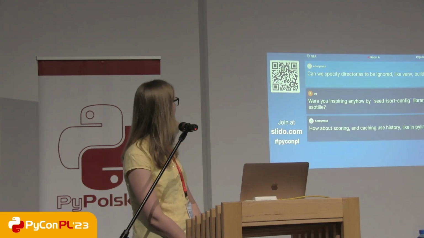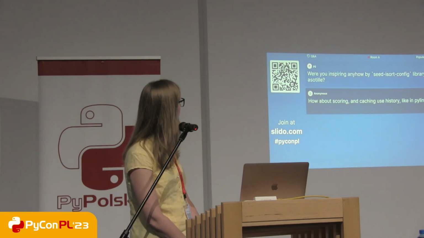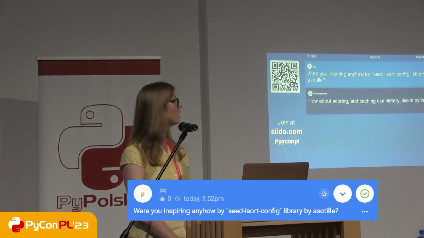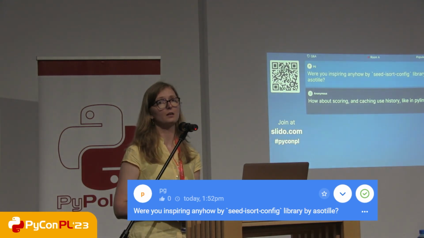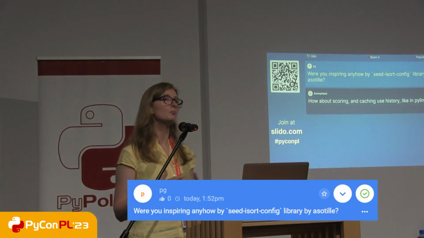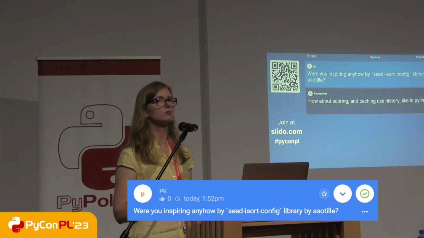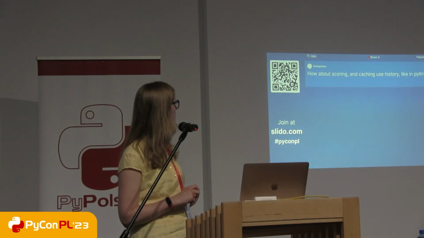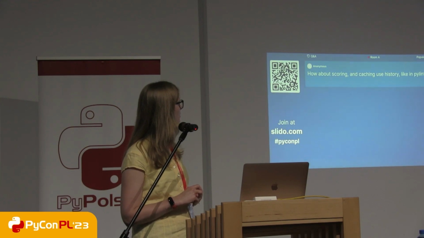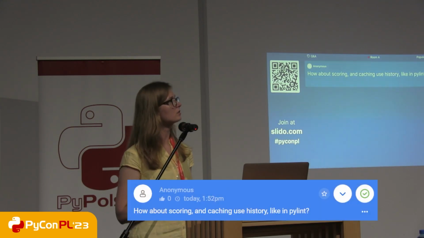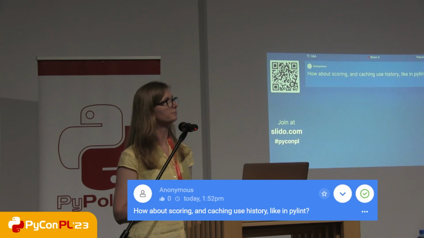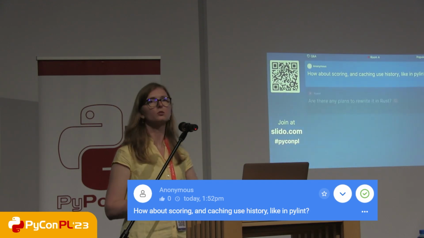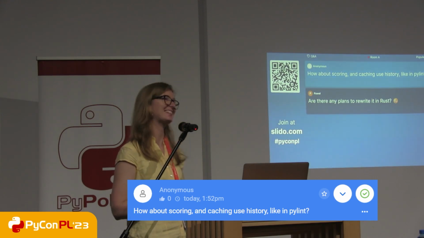Cool. Were you inspired anyhow by the isort config library, by Asotil? No, this one I did not see. We searched a lot of similar libraries and tried to understand how different people approach the same problem, but this one we did not explore. Okay. How about scoring and cache use history, like in Pylint? Ah, okay. Scoring is interesting. I think we did not have it in our pipeline anywhere. No, those features are not there yet. Okay.